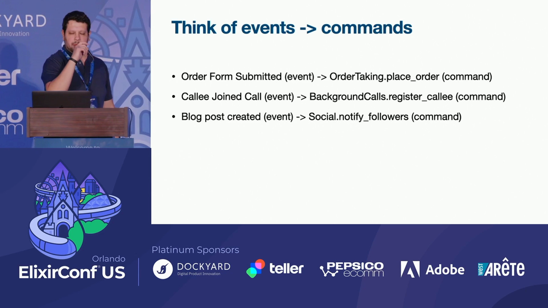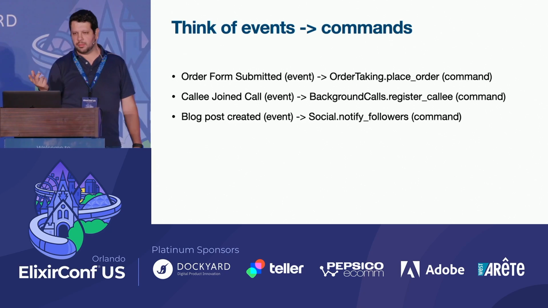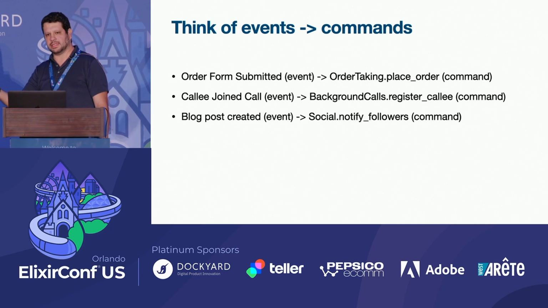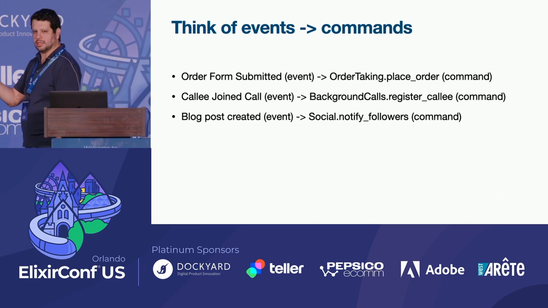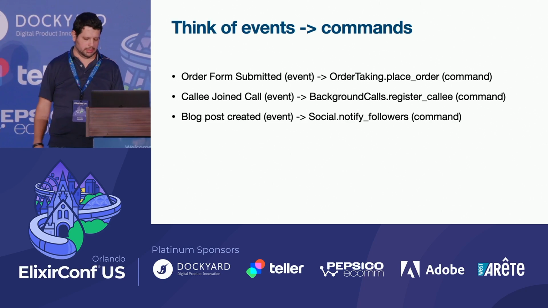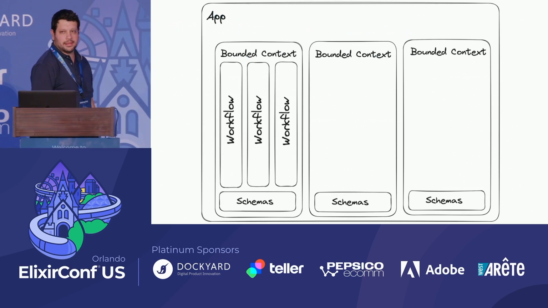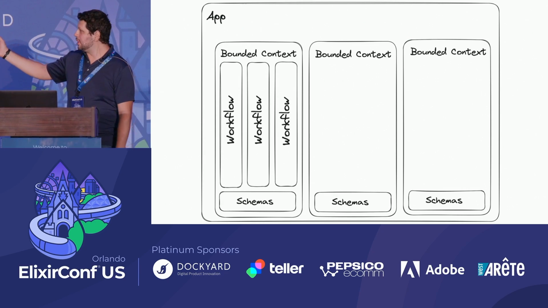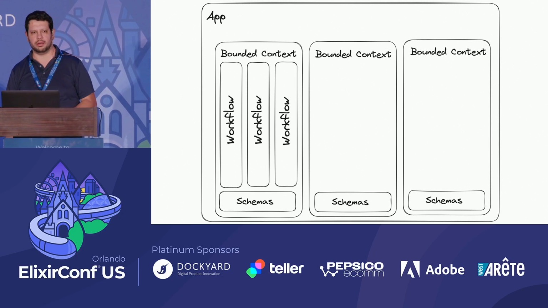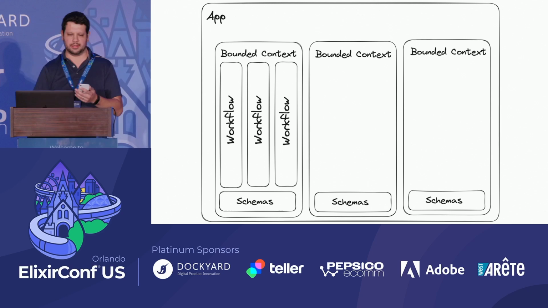But this can also happen between bounded contexts. So in the blog post example, you might have a blog post created by an author, and that returns an event, and then the other bounded context can react to that. They can say, okay, the social bounded context needs to notify followers, right? And if you like visuals, this kind of ends up looking like this. We're creating a bounded context that is narrower but deeper, right? We are doing more of our domain logic inside what I call workflows.